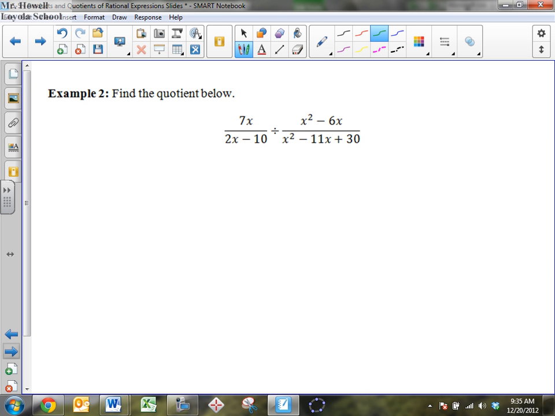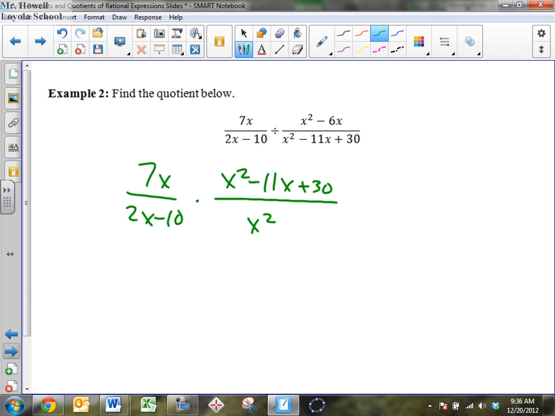Alright. Division means we do what? Keep change flip. Alright. Yeah, you have to do it. But to multiply. Okay? Do not divide, obviously. You don't divide. Division doesn't exist. Okay? It's multiplication by the reciprocal. And now you're just factoring.